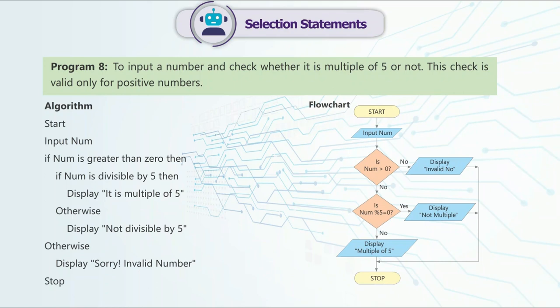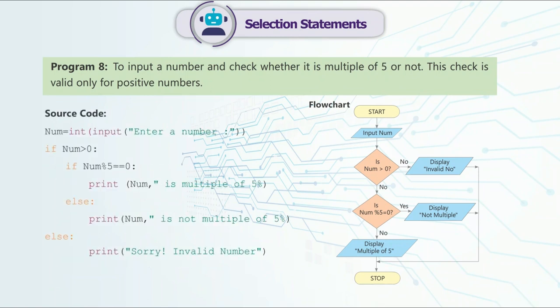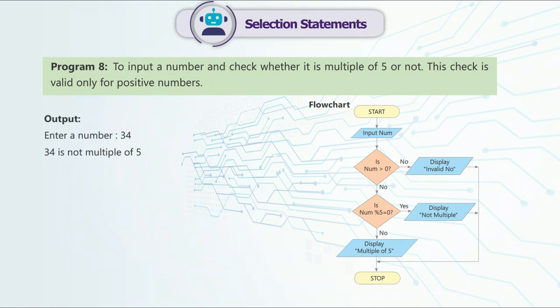Stop. Flowchart. Start. Input number. Is number greater than 0? No. Display invalid number. Yes. Is number modulus 5 equal 0? Yes. Display multiple of 5. No. Display not multiple. Stop. Source code. Output. Enter a number 34. 34 is not multiple of 5.